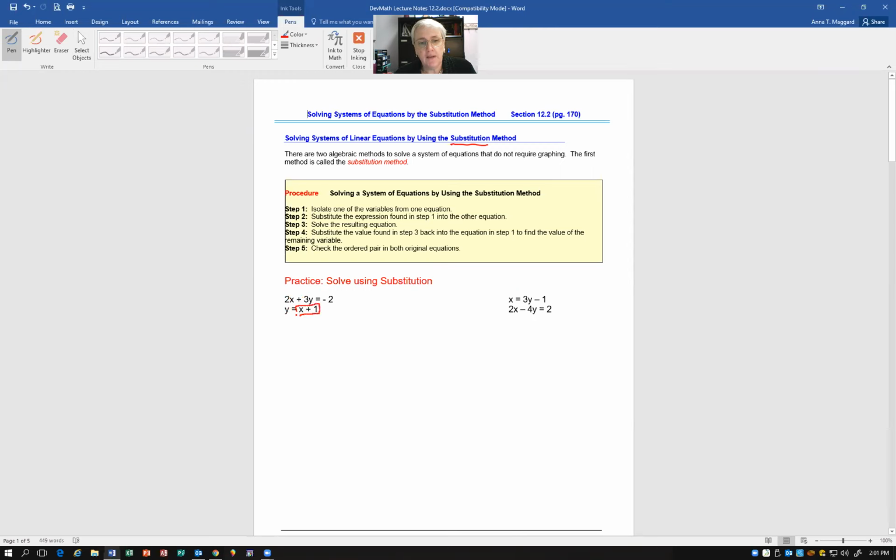So I can take this x plus 1 and put it in place of the y right there. So what I'm looking at is 2x from this equation plus 3. And then in place of the y, I'm going to substitute this other piece. It's still going to equal -2. So this x plus 1 is going to go right in there. All right, so in place of the y, I've put x plus 1, substitution.